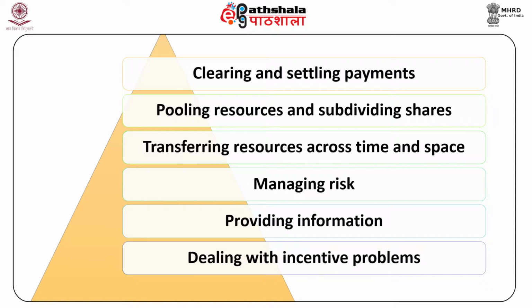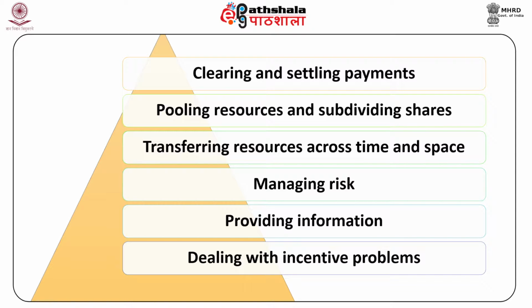Number 4, managing risk. Financial systems provide several ways for investors to exchange and thereby to control risk. For example, insurance helps in pooling of risk. Hedging helps in transferring the risk to speculators. Diversification exploits low correlations that may exist among risky projects.